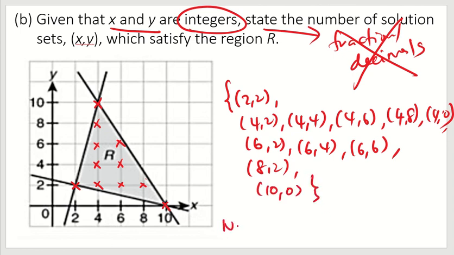If dotted line cannot, so the last one is 10, 0. Then you count the total. How many coordinates do you have? The number of solutions equals 1, 2, 3, 4, 5, 6, 7, 8, 9, 10, 11. 11 solutions.